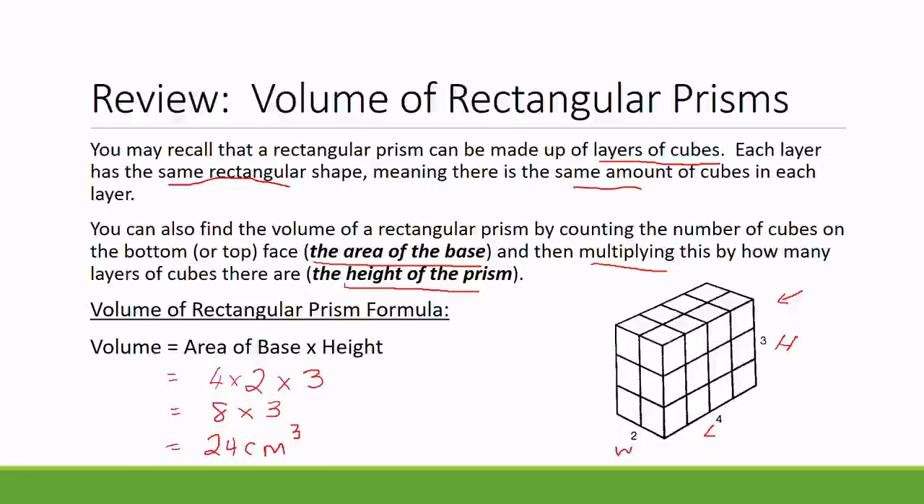So we looked at both of those techniques last lesson. They're very, very similar formulas. They both involve multiplying three numbers together. One's just the length times width times height, but the other, which is possibly the more useful one, as you can see here on this screen, is area of base times height. So I think that one is a little bit more useful.